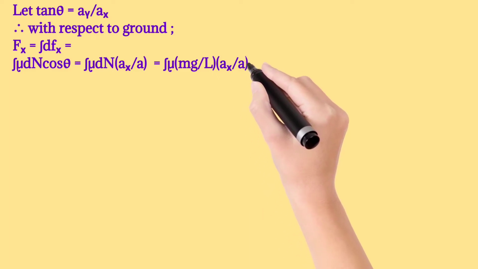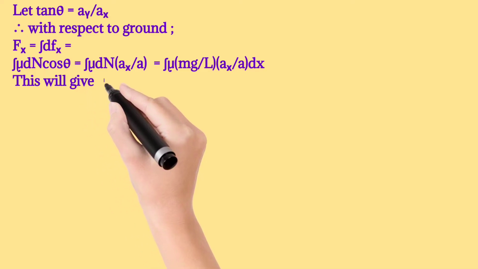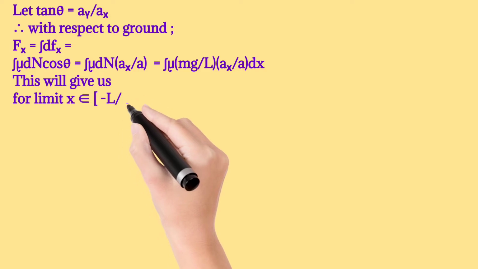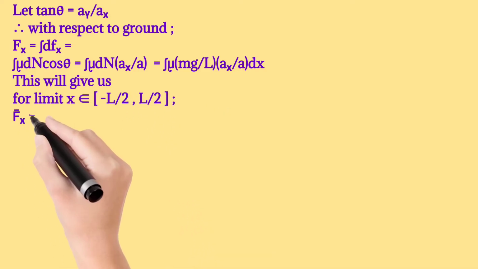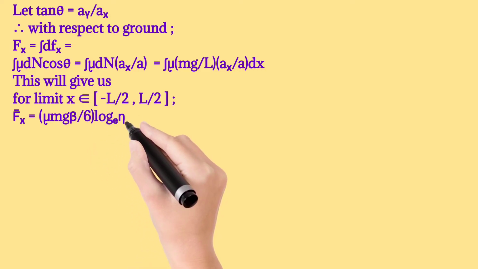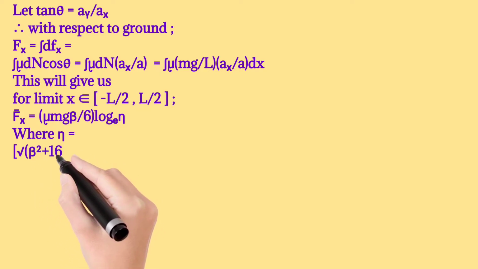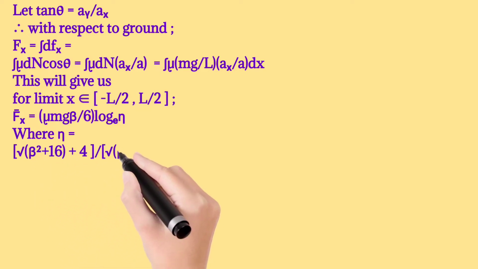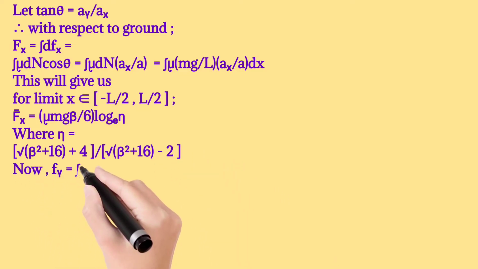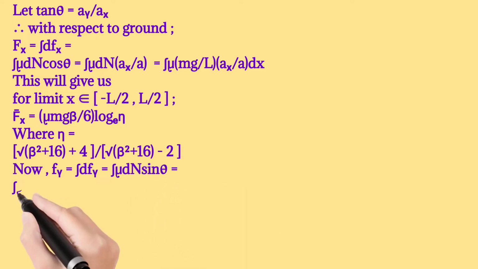Fx, that is net force along x-axis, is the integration of dFx, that is equal to the integration of mu dN cos theta, which is mu dN times ax by a. From tan theta we get it equal to mu mg by L into dx into x by a, and integrating within the limits minus L by 2 to plus L by 2 for the x variable, we get Fx equal to mu mg beta by 6 log eta, where beta we have already discussed as a positive constant, and eta is equal to root over beta square plus 16 plus 4 divided by root over beta square plus 16 minus 2.